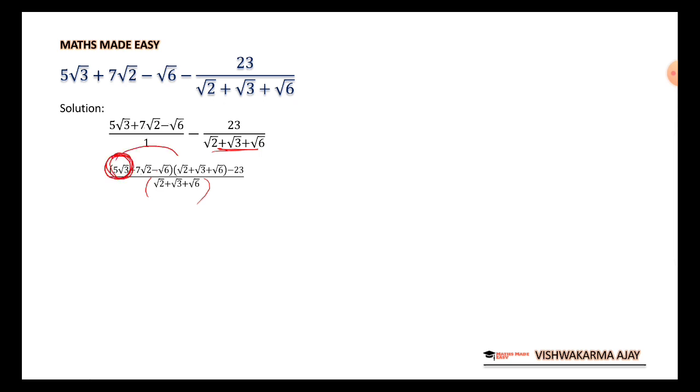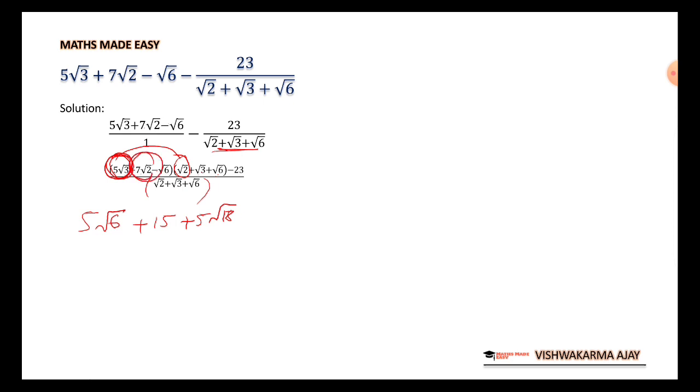5 root 3 times root 2 is going to give me 5 root 6. 5 root 3 times root 3: root 3 times root 3 is 3, and 3 times 5 is 15. So I have 15 over here. 5 root 3 times root 6 is equal to root 18, so this is 5 root 18.